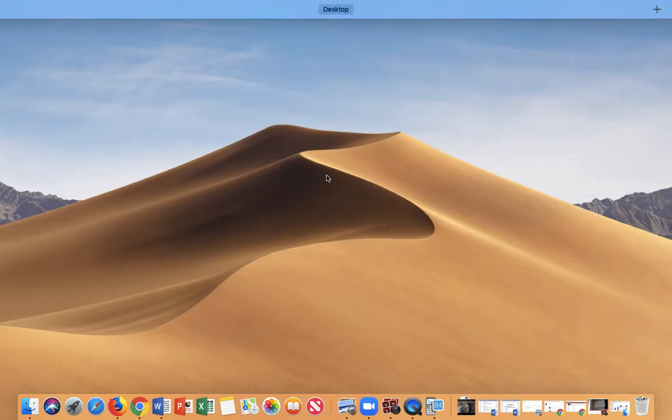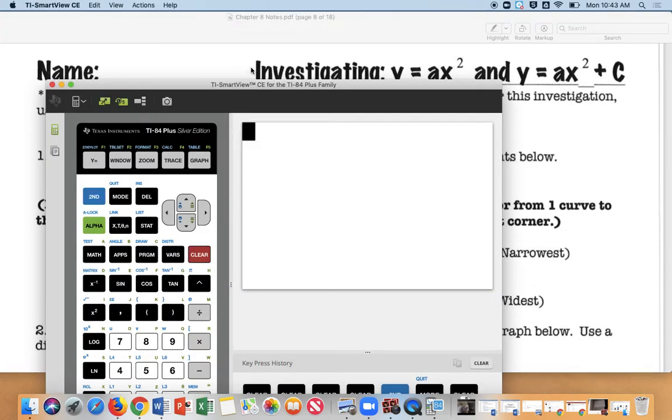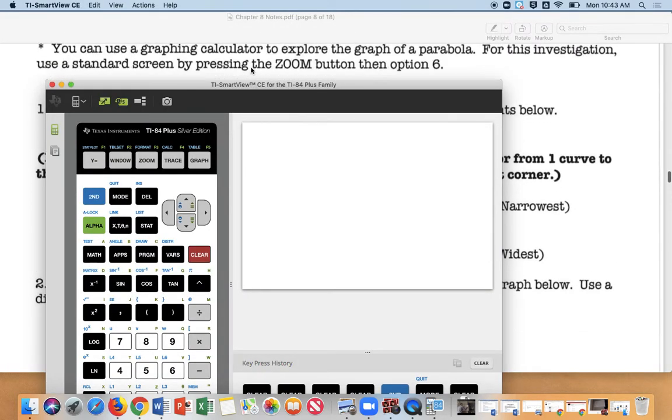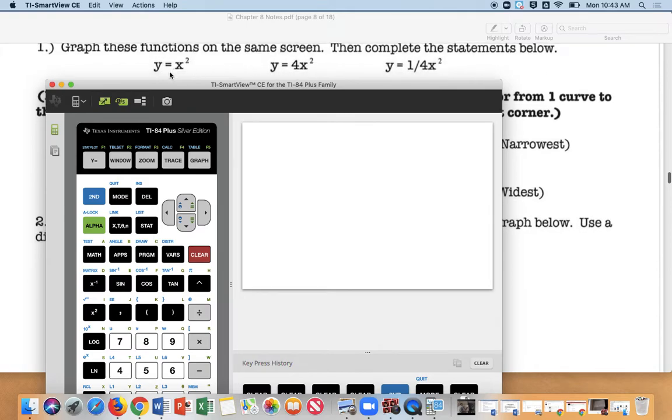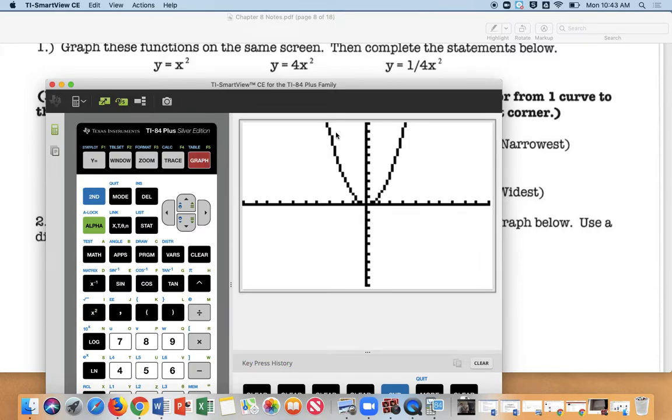What I need you guys to do is get out your calculator. Here's mine. We are going to graph these three equations. First thing I'm going to do is clear this out. Now I'm going to type in x squared, and I'm going to do these one at a time so you can see what they look like. I hit graph. So this is y equals x squared.